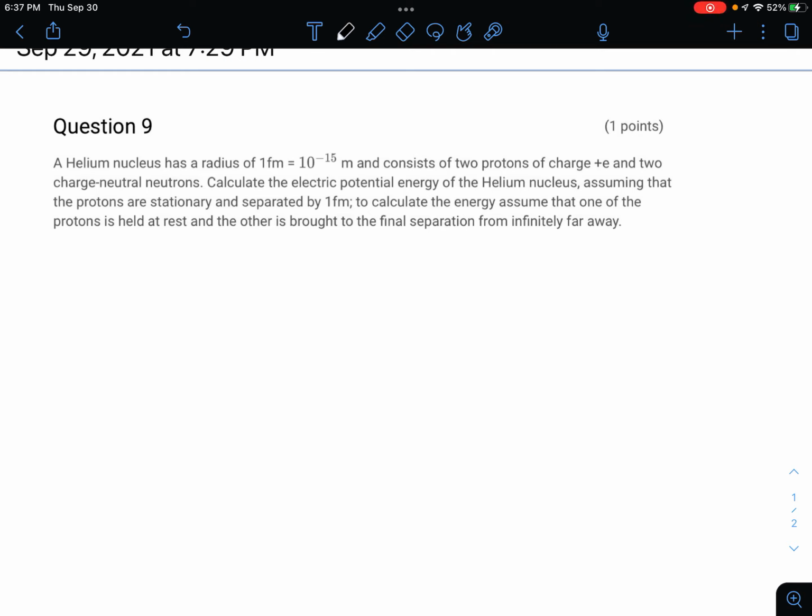Alrighty, y'all. Today we're taking a look at question 9 for homework number 2. For this one, we're trying to find the potential energy of this whole mess that they've given us. So I'm just going to start by drawing that mess.